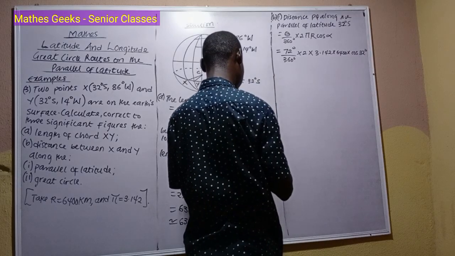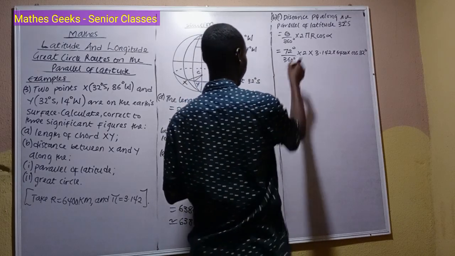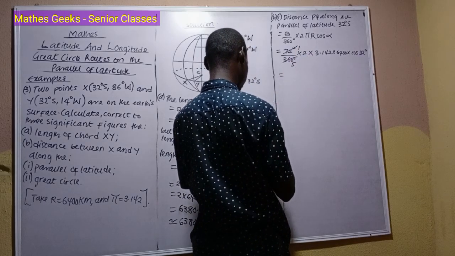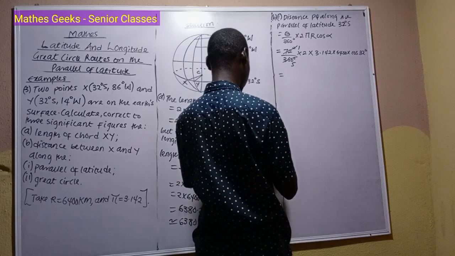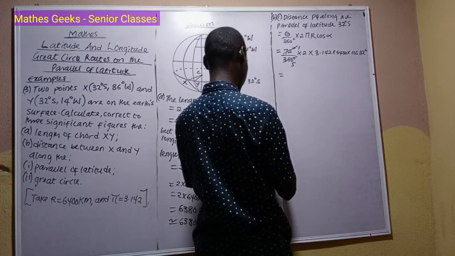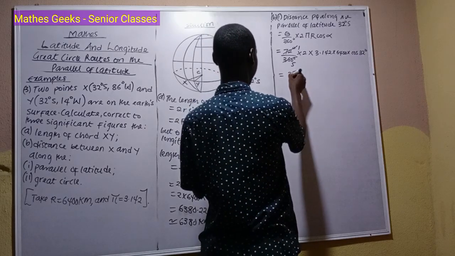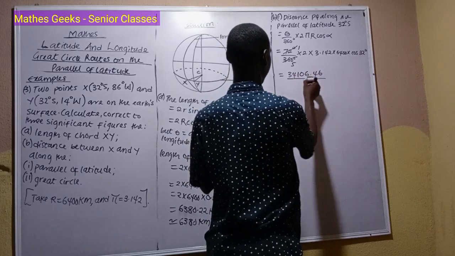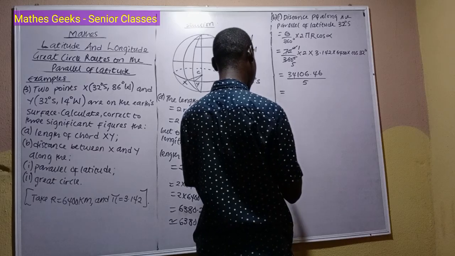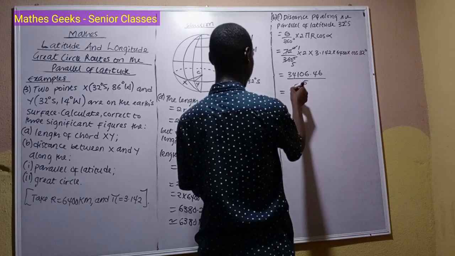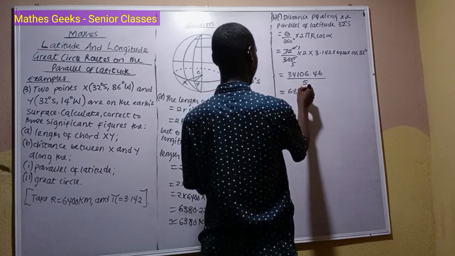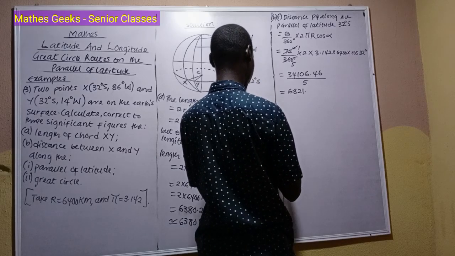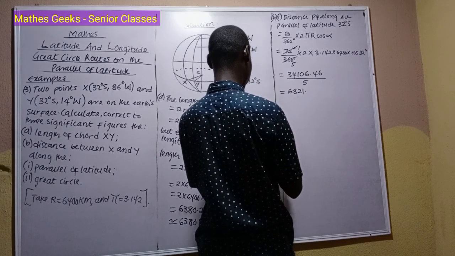So 360 divided by 72 is 5. So 2 times 3.142 times 6,400 times cos 32 degrees is equal to 34106.46, divided by 5, 6821.29.